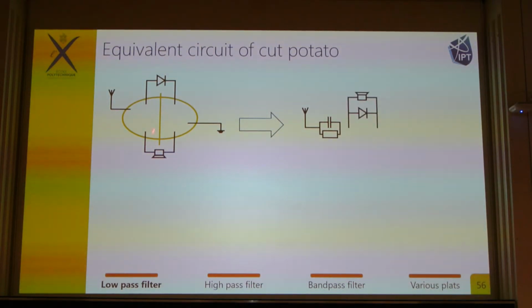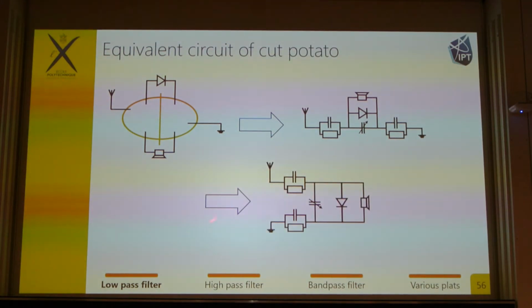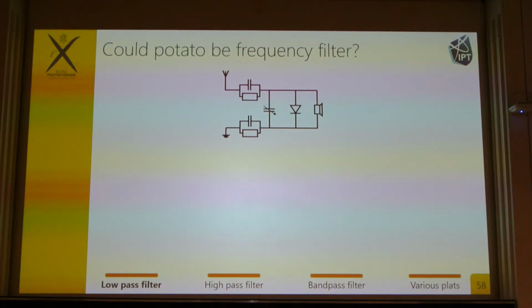Next we have the diodes plus earphones, next we have the changing capacitor, just here, next we have the potato, and next we have the ground. We will just reverse the circuit, and this is the same circuit as it was before. So this is the circuit that we will consider.